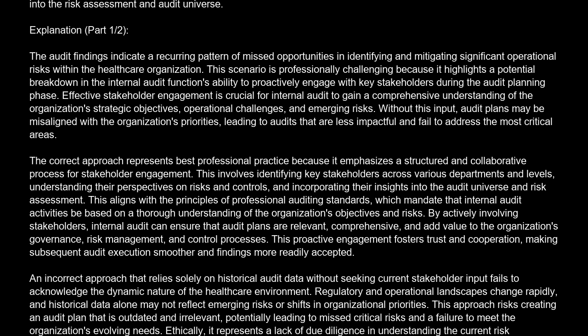An incorrect approach that relies solely on historical audit data without seeking current stakeholder input fails to acknowledge the dynamic nature of the healthcare environment. Regulatory and operational landscapes change rapidly, and historical data alone may not reflect emerging risks or shifts in organizational priorities. This approach risks creating an audit plan that is outdated and irrelevant, potentially leading to missed critical risks and a failure to meet the organization's evolving needs. Ethically, it represents a lack of due diligence in understanding the current risk landscape.